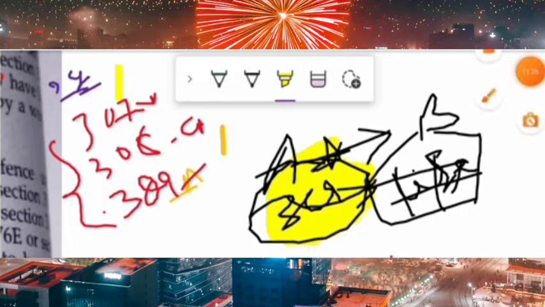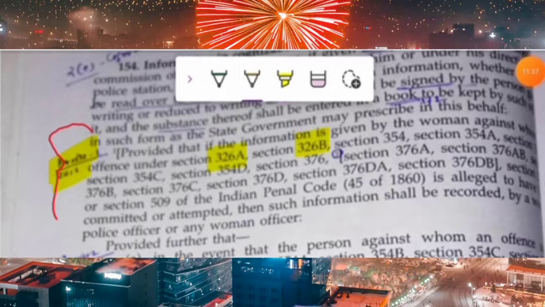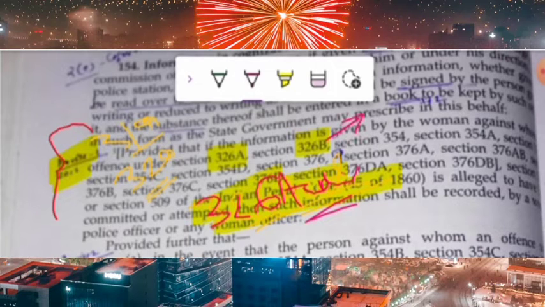Okay, and apart from this, I'm going to make two sections clear. One is section 326A and the other is 326B. As you know, section 319 deals with hurt, simple hurt, definition only. Section 320 deals with grievous hurt, definition. Section 326A deals with voluntarily causing hurt by use of acid, okay. And section 326B deals with either throwing, that means commission itself, or attempting to throw, that means attempt: commission and attempt both, throwing and attempting to throw acid.